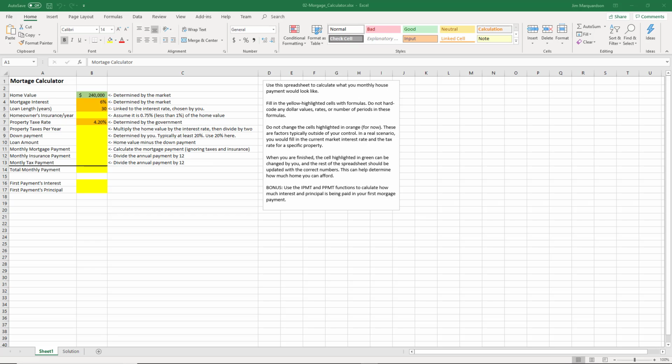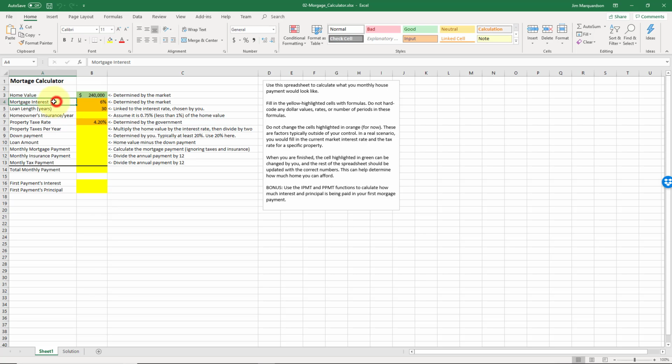There are always going to be a few assumptions in the model. The home value is determined by the market. You can buy more expensive homes, you can buy cheaper homes. Let's just assume you've got your eye on a home that costs $240,000. In Marquette, Michigan, that's going to buy you a very decent house. In the Bay Area, that's probably a parking space with a shack on top of it.